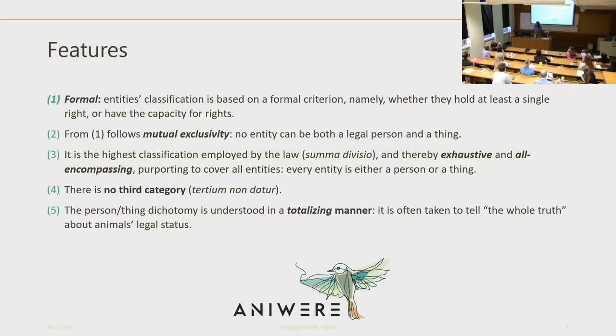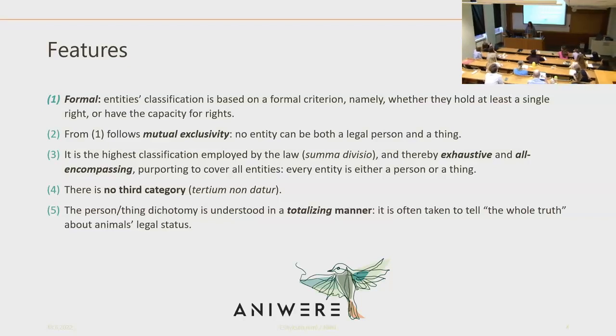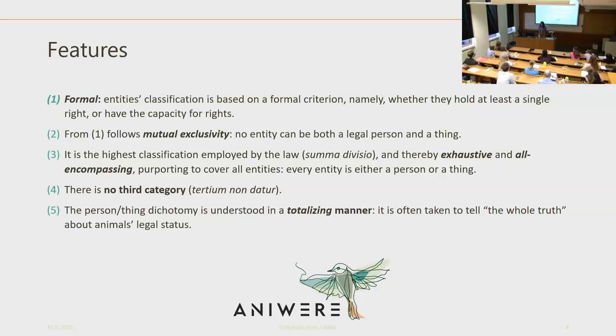Then it's summa divisio, as already said, meaning that it's exhaustive and all-encompassing. It purports to cover all entities, so everything in the universe is either a person or a thing, apart from maybe law itself. And as already said, there's no third category. And this feature 5 has been bothering me more and more. This is what I call the totalizing aspect of this person-thing dichotomy.